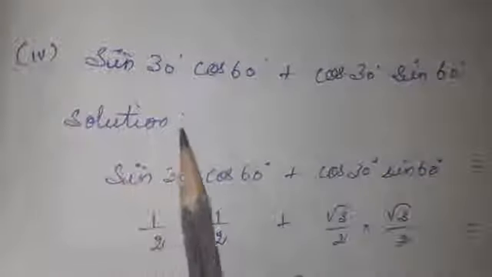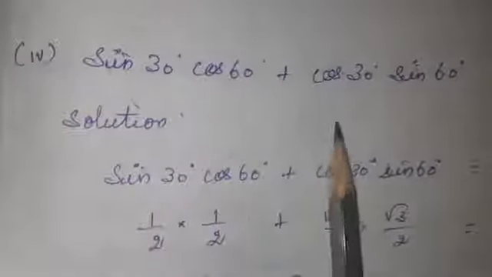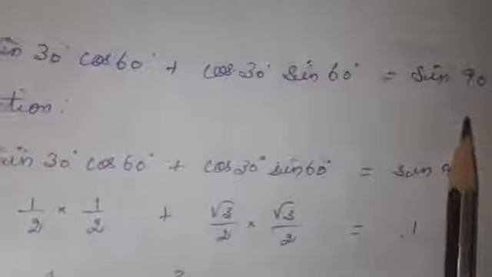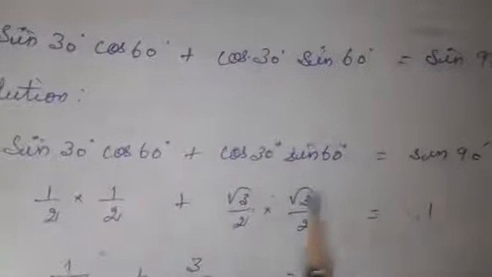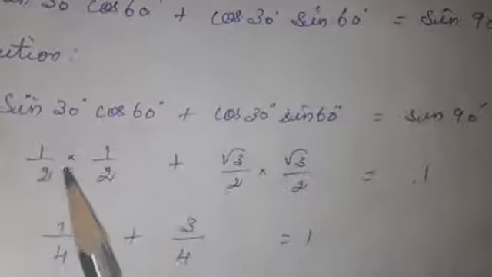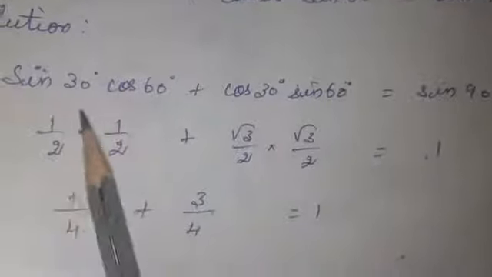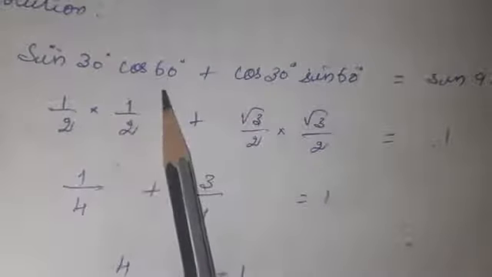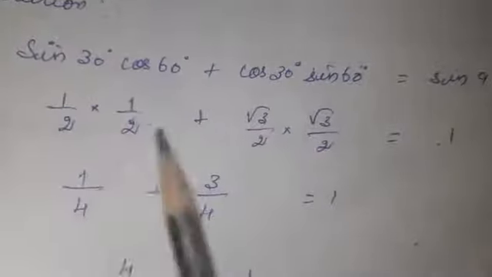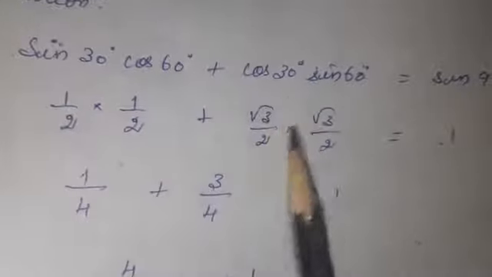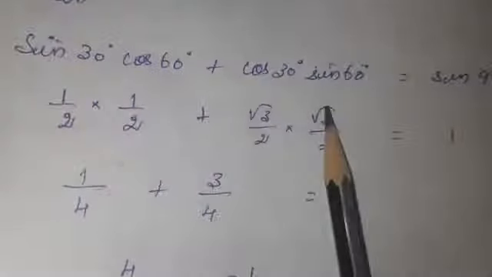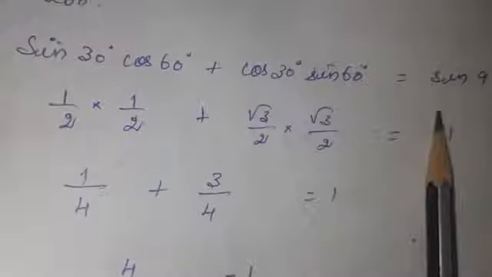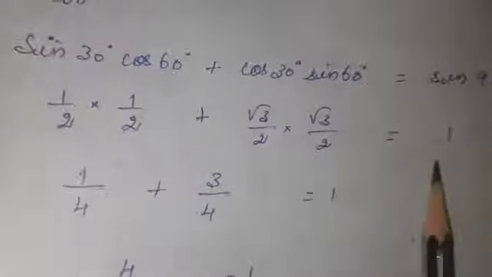Fourth question. Sin 30 degree cos 60 degree plus cos 30 degree into sin 60 degree is equal to sin 90 degree. Solution. That question I have written here. You should apply the trigonometric ratio values. Sin 30 degree value is 1 by 2 into cos 60 degree value also 1 by 2 plus cos 30 degree value is root 3 by 2 into sin 60 degree value is root 3 by 2 is equal to sin 90 degree value is 1.